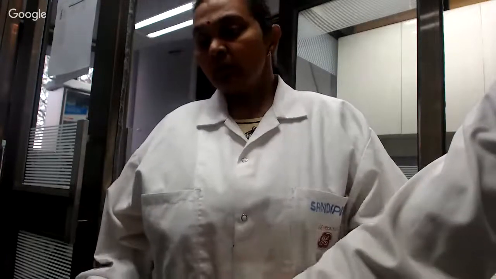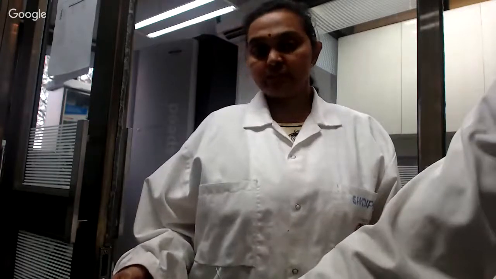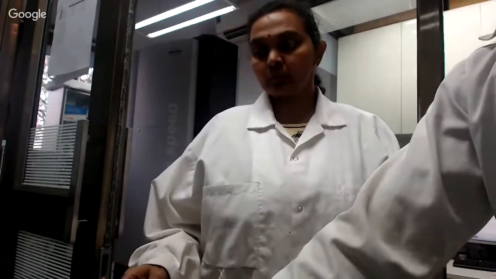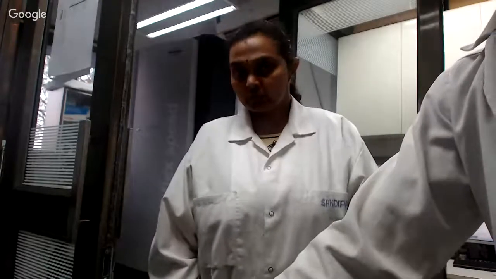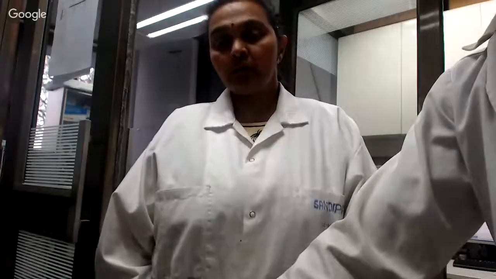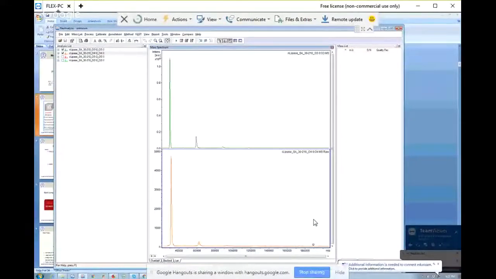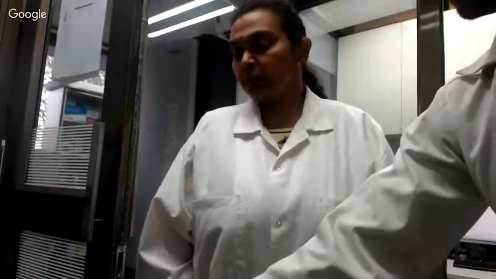So now, as we continue with our presentation, once the plate is loaded into the instrument, we analyze the sample with the help of flex control. The flex control is the software that will take all the data, and the data is then transferred to the next software for analysis, which is called flex analysis. We would like to give you a small demo of one of the analyses that was performed a while ago.